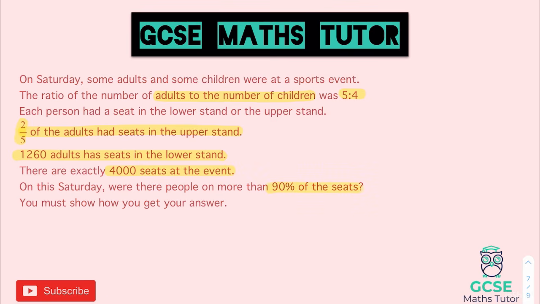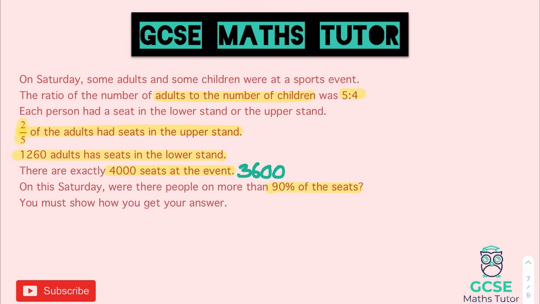So again, the first thing that I would work out here is 90% of 4,000. If you work out 10%, it comes out as 400, and you can just take that away from the 4,000, which gives you 3,600 seats that we're looking to see if they're filled. Or you could just do the 400 times 9, which again gives you the 3,600.